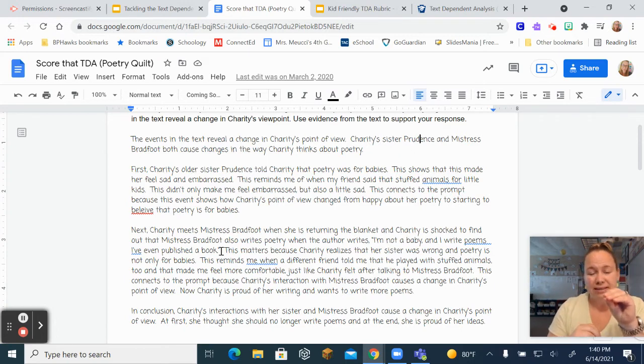Pulling evidence from the text is the simpler task in this TDA, but telling someone why you picked that evidence and how that evidence helps to answer the prompt, that's the big meat of this TDA, and that's what's really important. So most of your writing should be that analysis piece.